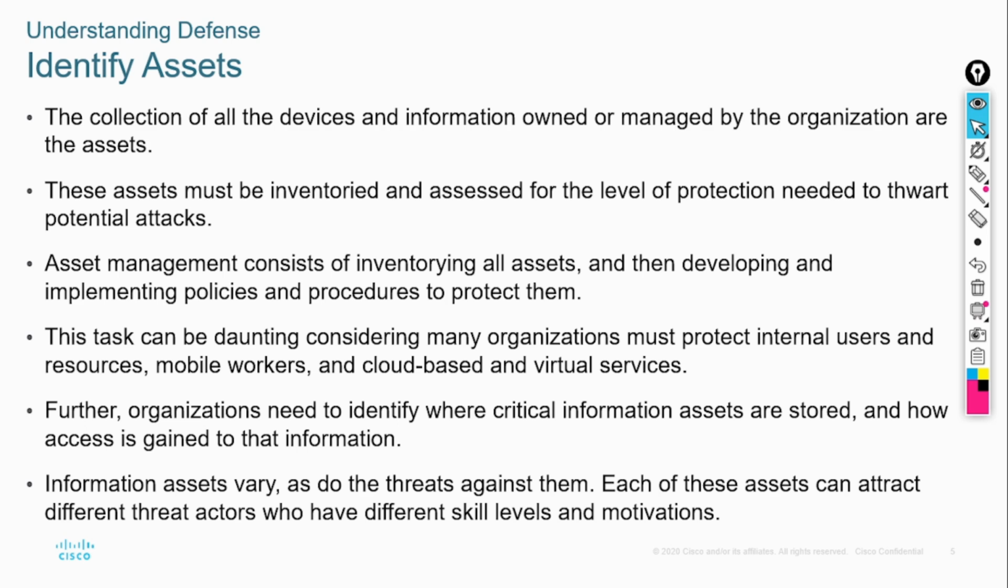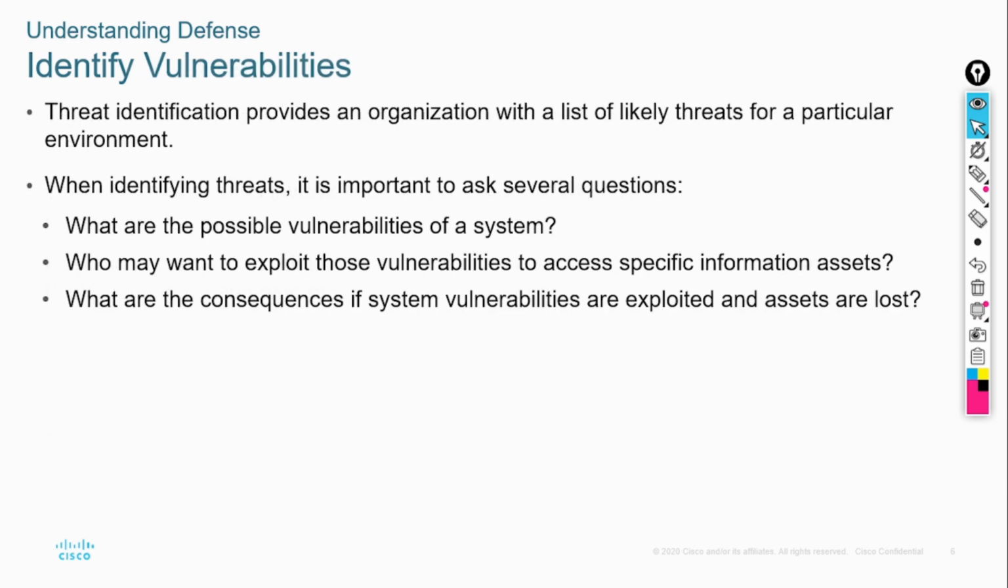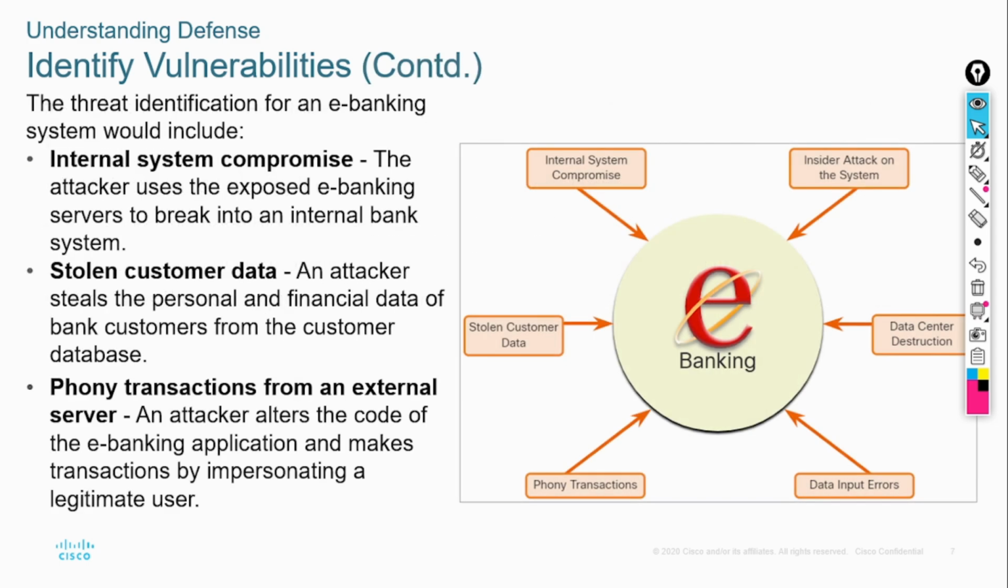So under asset identification, you collect all the devices and information owned or managed by the organization, and of course you ensure that the assets are protected. So the threat identification, we have an example here. For example, a banking system.